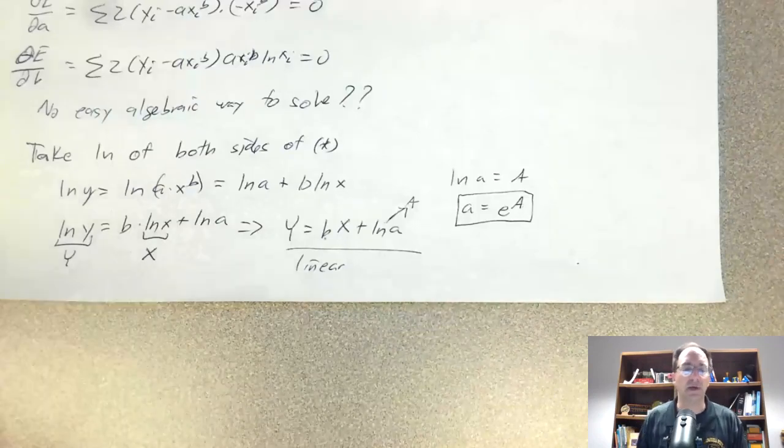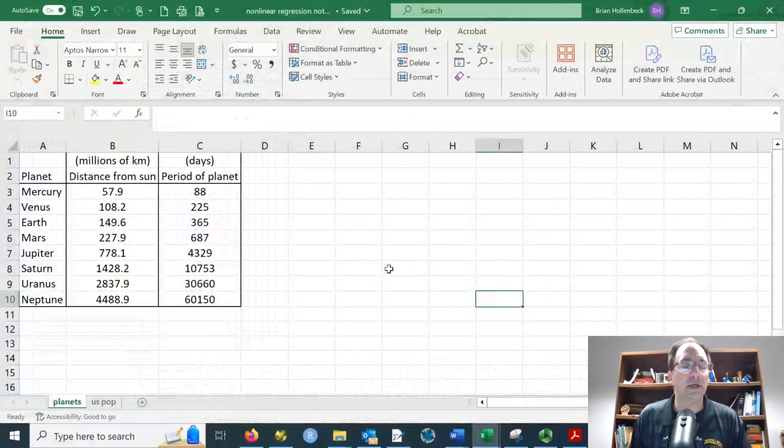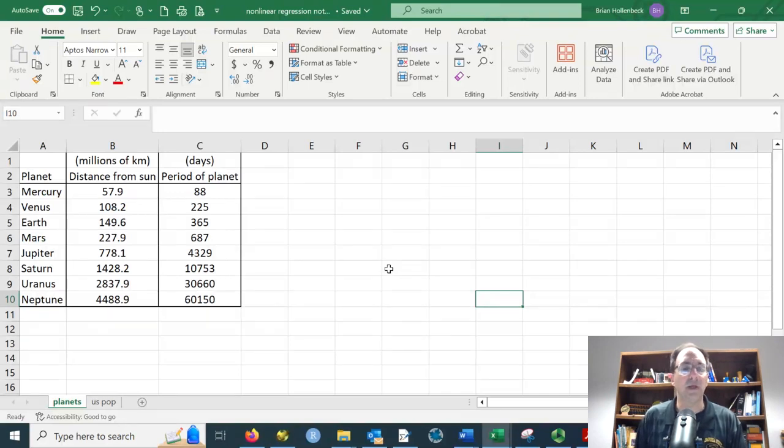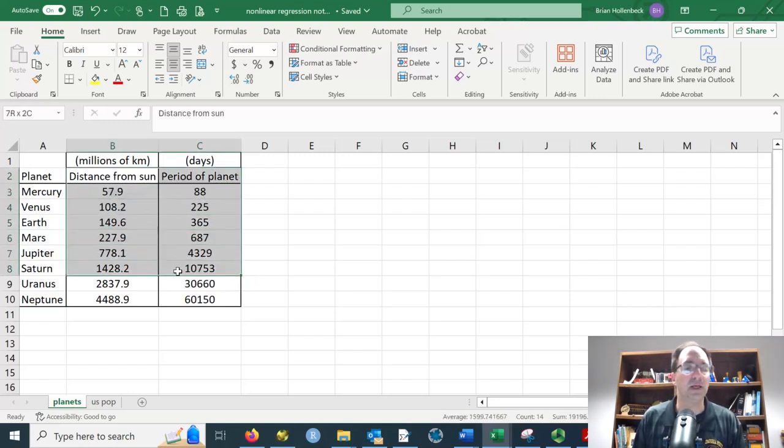So let's take a look at some data. So here is some data about the 8 planets in our solar system. The first column is the distance from the sun in millions of kilometers, and the second column here is how long the year is. So you can see Earth is 365 days. And the question is, what's the relationship between these two columns?